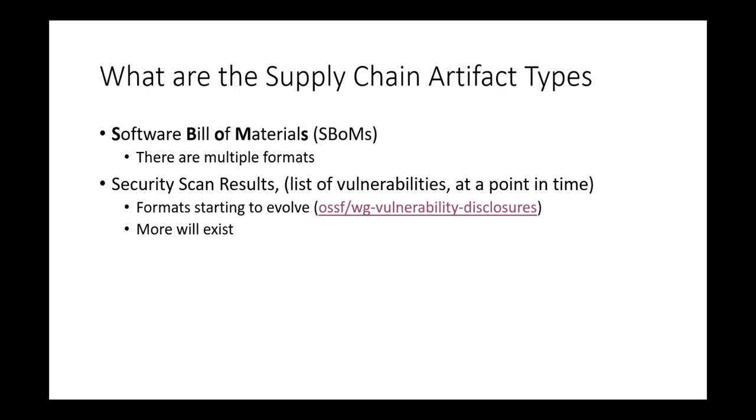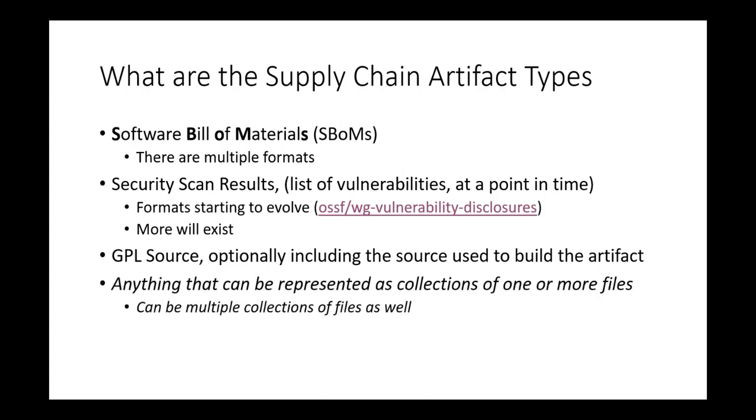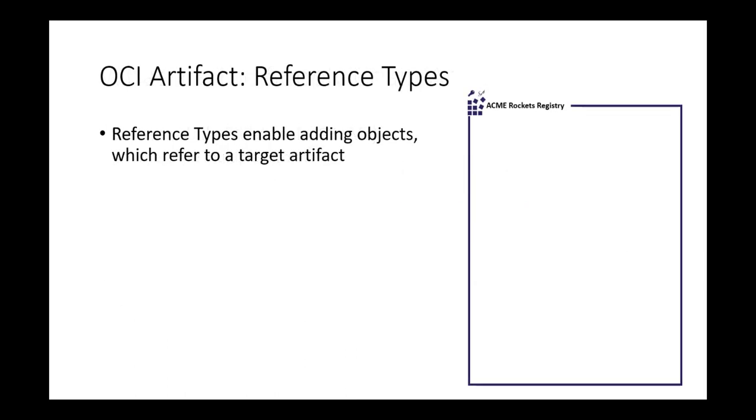You might want to push scan results into the registry so that they can also travel with your artifact. And there's various formats happening there as well. You might want to do your GPL source compliance and store the source code alongside the artifact. And of course, there's lots of other things that are coming up on a daily basis. The point is that I have some kind of artifact and I want to associate it with a target artifact.